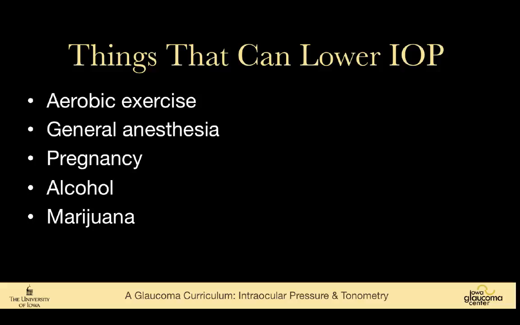Pregnancy can lower intraocular pressure, although I have really not seen that as much as I would like in the patients that I've managed. Alcohol ingestion, and of course marijuana. But the pressure lowering of marijuana is offset by the fact that it decreases systemic blood pressure, which is not necessarily a great thing for the optic nerve.